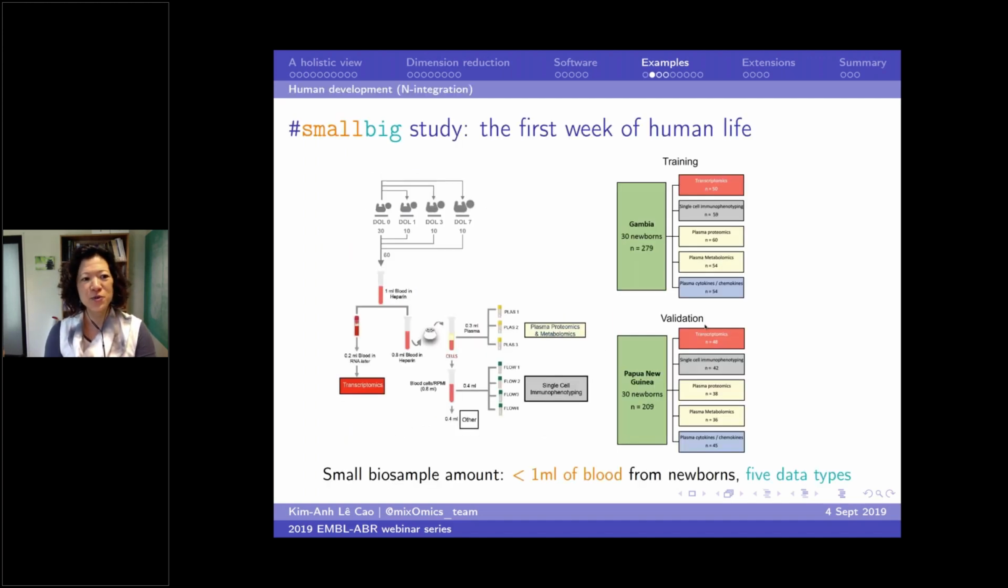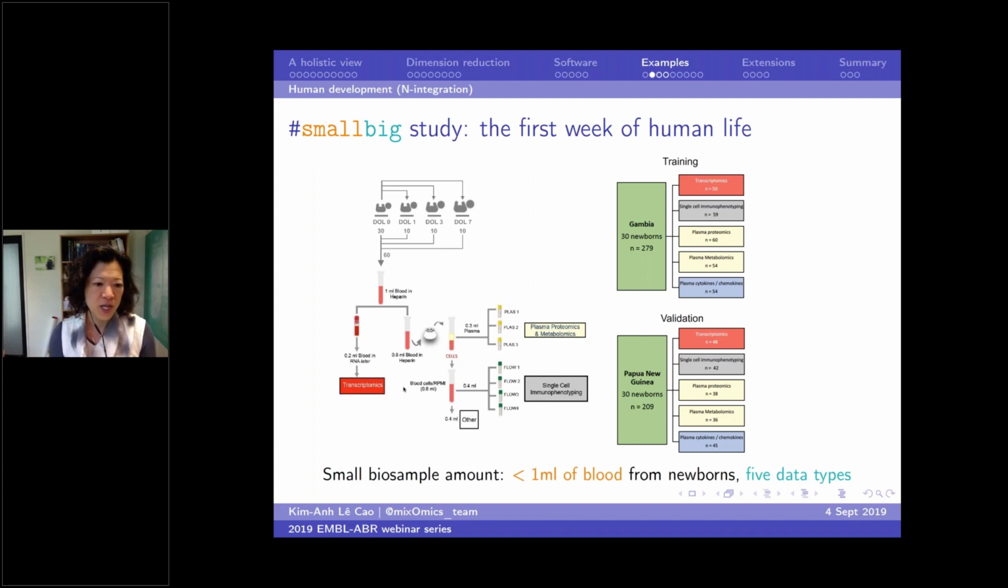So the first one is called the Small Big Study, where we looked at the first week of human life. So it's a very exciting study. It's a small study because we could focus on a very small amount of biosample, so less than 1 ml of blood in newborns. And we could extract those at 2 different time points for a given newborn. So at day 0 when they're born, and then at day 1, day 3, or day 7.